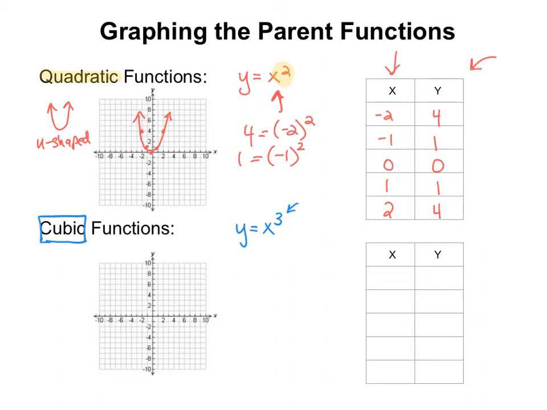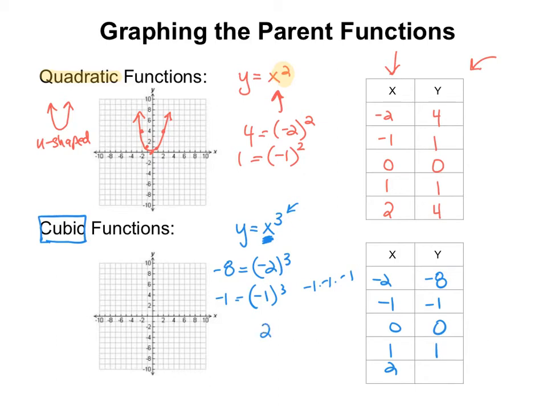And again, there are no restrictions on the domain here, so we can choose -2, -1, 0, 1, and 2, because we can take any single number in the whole world and take it to the third power. Now when I take -2 to the third power and plug that in my calculator, I would get -8. If I took -1 to the third power, that's -1 times -1 times -1. I'm going to get -1 back. 0 is 0, 1 is 1, and if I take 2 to the third power, I'm going to get +8.